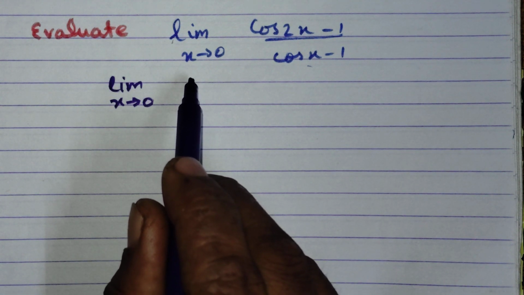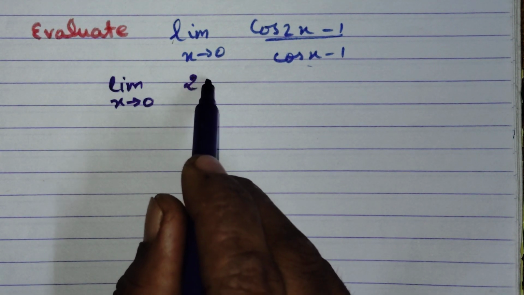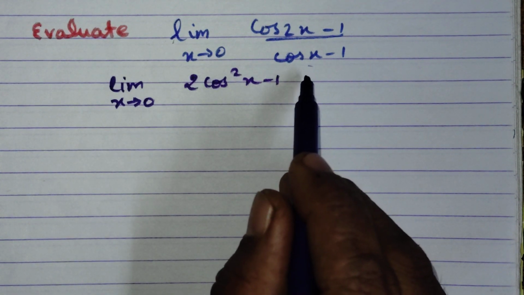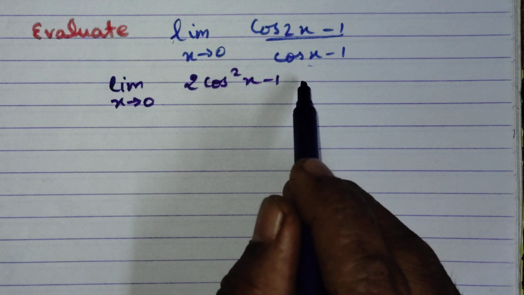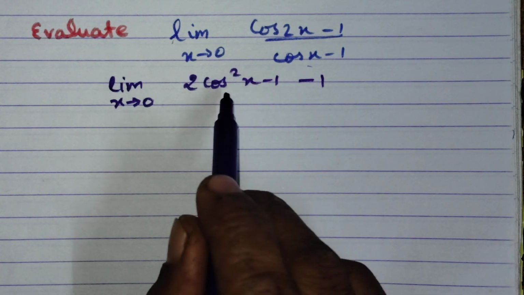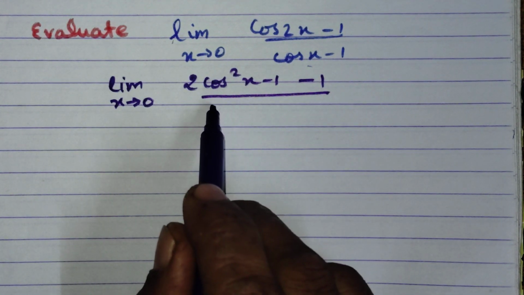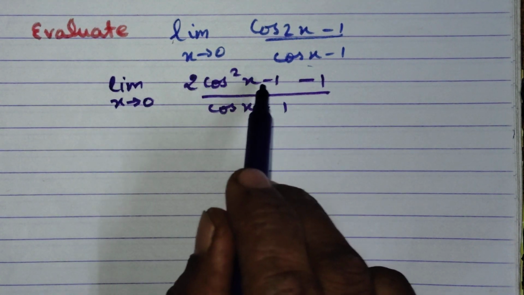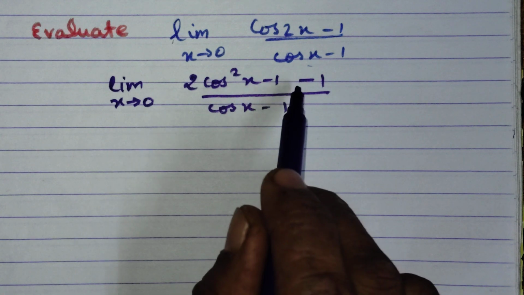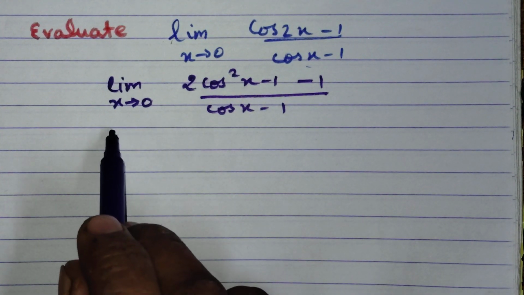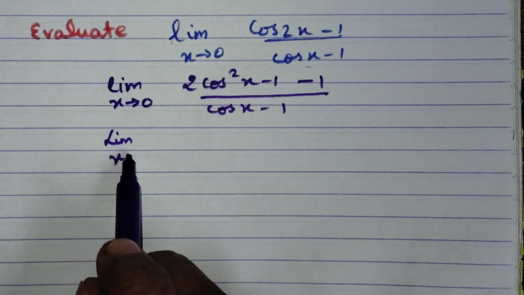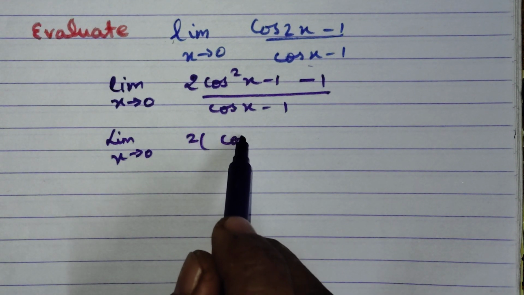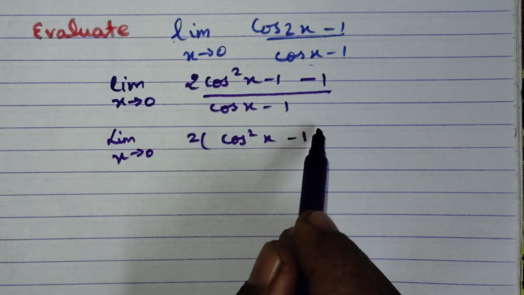So we use the cos 2x identity. Its identity is 2 cos square x minus 1. This identity we use. The second identity for cos 2x is 1 minus 2 sin square x. And the denominator we write as it is, cos x minus 1. So 2 is taken common, because minus 1 becomes 2. After taking 2 common, next we get limit x tends to 0 and 2 taken common, so cos square x minus 1.